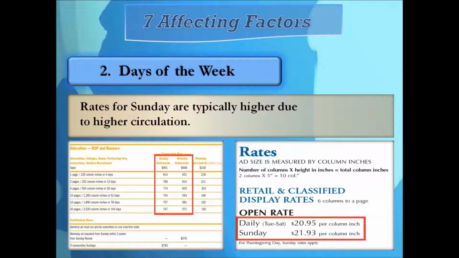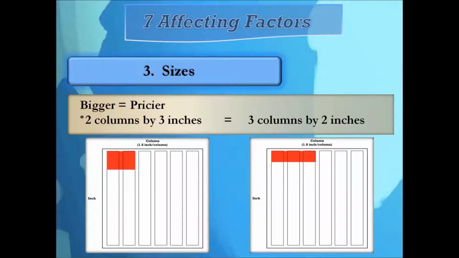Days of the week. The rate of advertising on Sunday is typically higher due to the higher circulation on that particular day. In the Bozeman Daily Chronicle, the rate for a Sunday ad is just $1 more than the dailies. In big cities, you can expect a wider difference between the two. Sizes. Pretty self-explanatory, although I will add that 2 columns by 3 inches is the same as 3 columns by 2 inches. They both have a sum of 6 inches, but with a different shape.